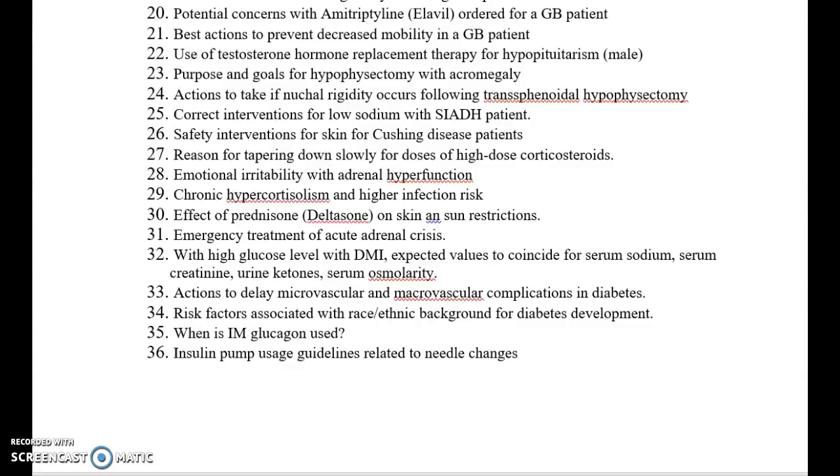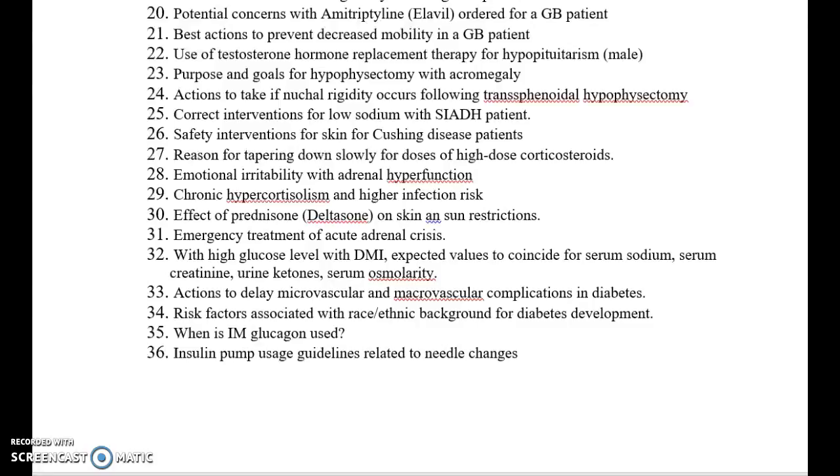So for the next question that deals with number 33, that one we've already beat to death in class, so I won't reiterate that, but the main way that you control that is with severe control of glucose. Risk factors, we went over those in class. You should be able to identify that. Please keep in mind that obesity and age make those factors even worse. I'll let you look up when you would use IM glucagon.